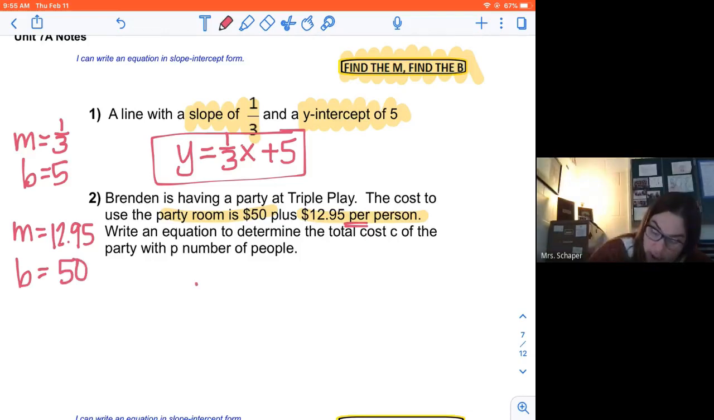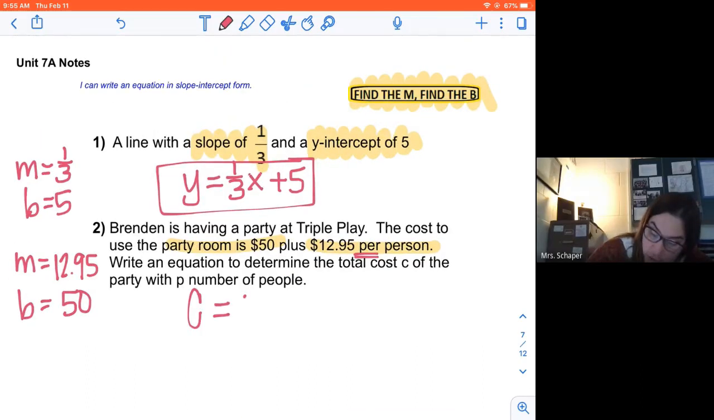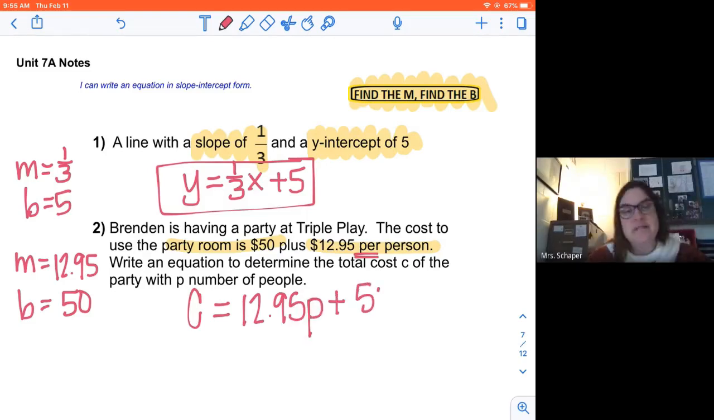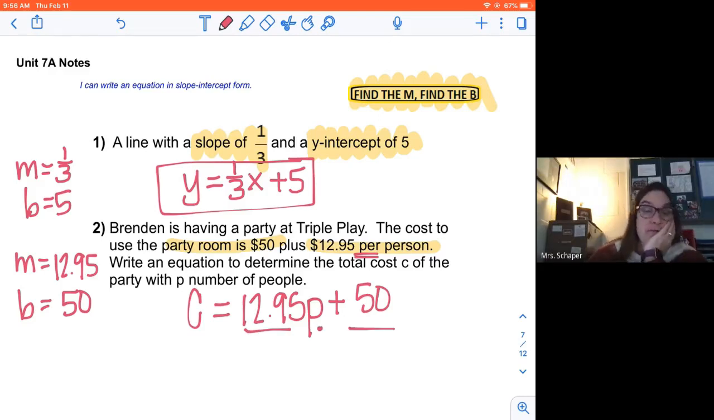So my total cost is equal to $12.95 times the number of people plus $50. This is the slope-intercept form of a line. Instead of y and x, I use c and p. And honestly, if you want to use y and x, I don't care. Totally fine. If that helps you out, then just do that. So C is equal to $12.95 times P plus 50. The cost per person times the number of people plus the overall $50.